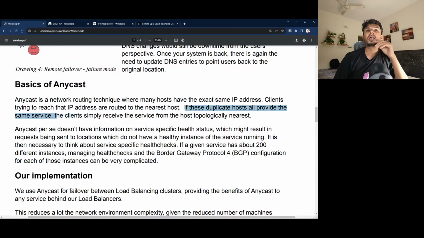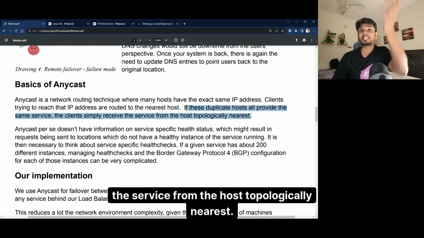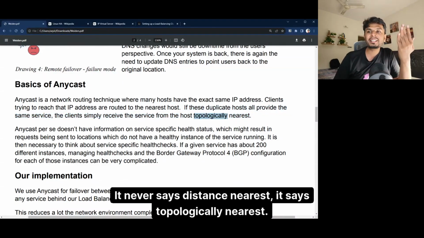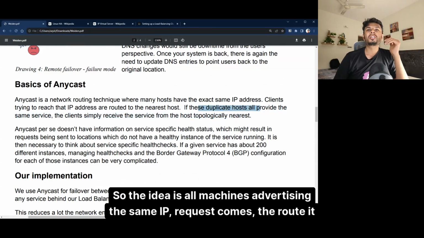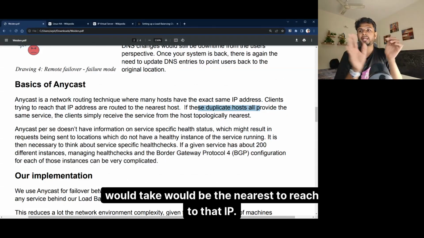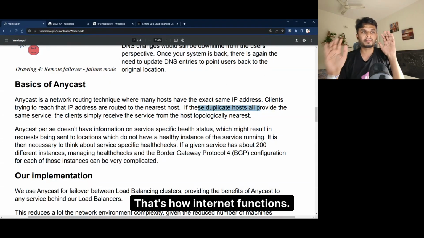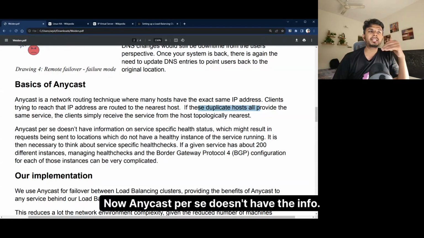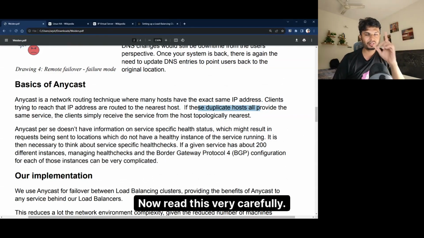If these duplicate hosts all provide the same service, the client simply receives the service from the host topologically nearest. It never said distance nearest. It says topologically nearest. It could be anything, right? So the idea is all machines advertise the same IP. A request comes, and the route it would take would be the nearest to reach that IP. That's the whole point. That's how the internet functions. Now, Anycast per se doesn't have the info. This is where the limitation of Anycast comes in. Now, read this very carefully.